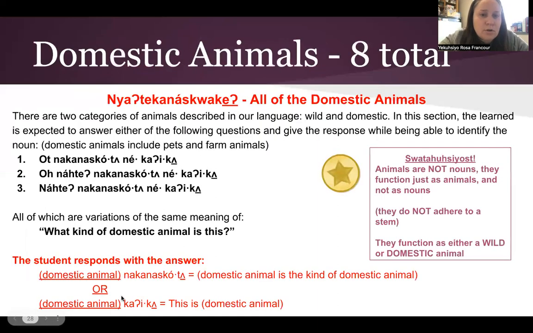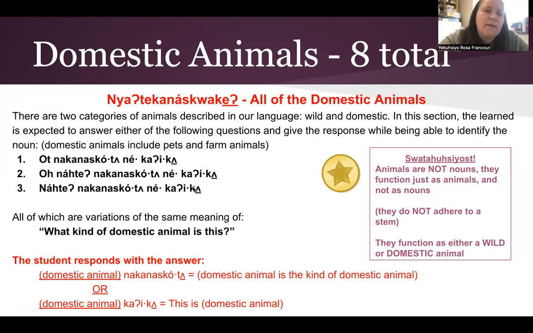Okay, so now we're going into the domestic animals. The same thing, except our word here is a little different. Nyadiganasquak is all of the domestic animals. So it's a little different than our last word, nyadigaliyodak. Question variations are 1, 2, 3.